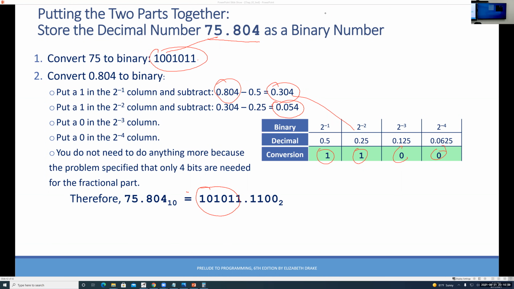You need a 4-bit here, so this one to make it up for the 0.804. That's all. That's the way you convert it into floating point here. It's the way computers work on this one.